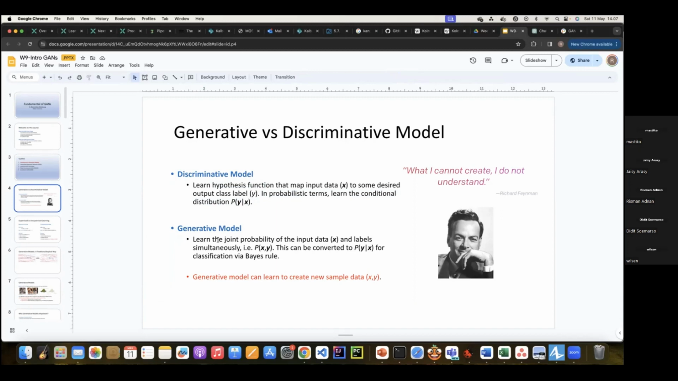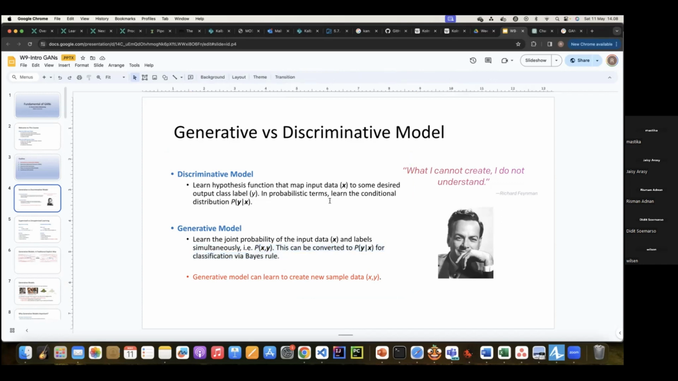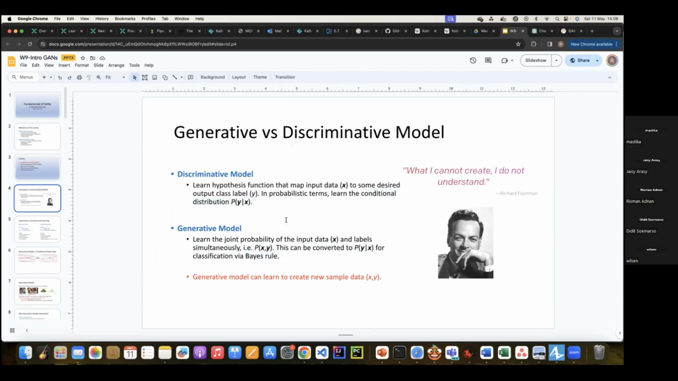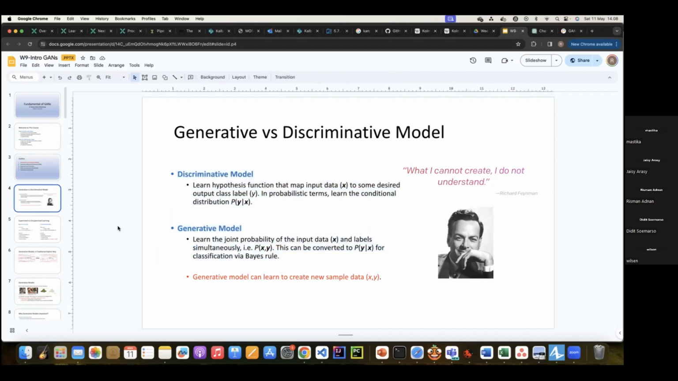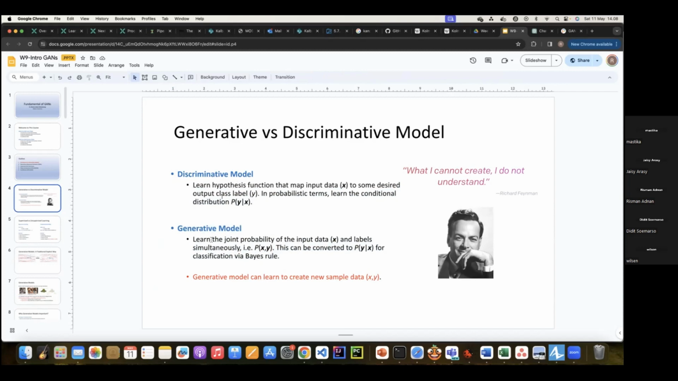Okay? So how do we translate this to mathematical language? We learn the probability of input data X and label Y simultaneously. So we are learning the joint probability instead of the conditional probability. There is a relationship between conditional and joint probability distributions through Bayes' rule, but currently these two islands of models work independently. If you work with convolution neural nets, for example, you are in discriminative models. If you're working with GANs, you are in generative models, doing joint probability instead of conditional probability.